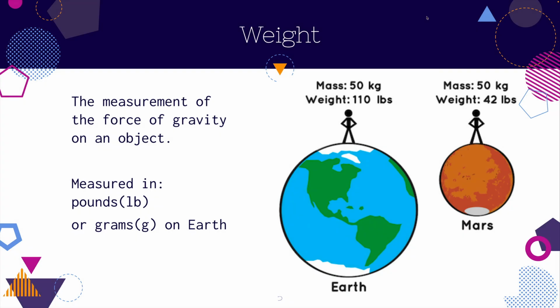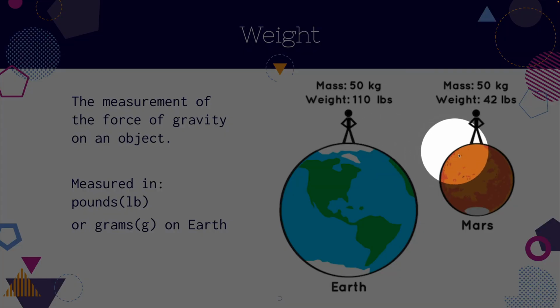Weight is the measurement of the force of gravity on an object. It's measured in pounds or grams on the Earth. So here you can see that a person's weight can change based on where he or she is in the universe. The first image shows you a person on planet Earth who weighs 110 pounds. And then the other one shows you a person on Mars who weighs 42 pounds.